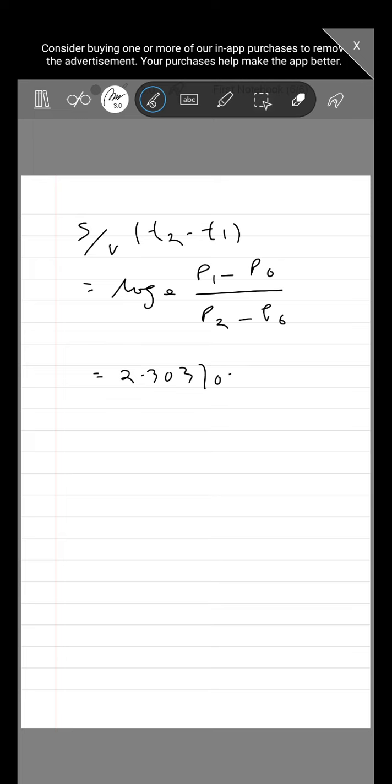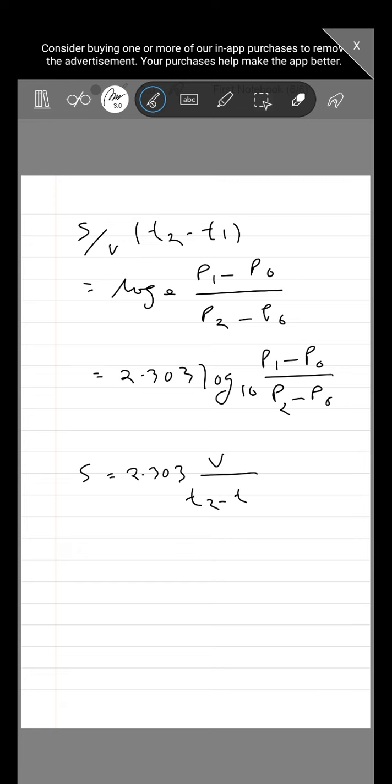2.303 log 10 (P1 minus P0) divided by (P2 minus P0), or we can write S as equal to 2.303 V by (T2 minus T1) into this quantity again here.